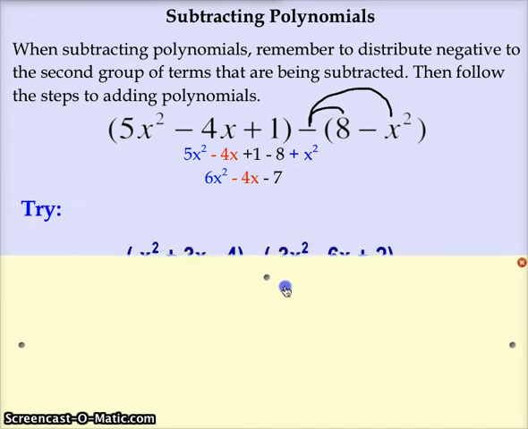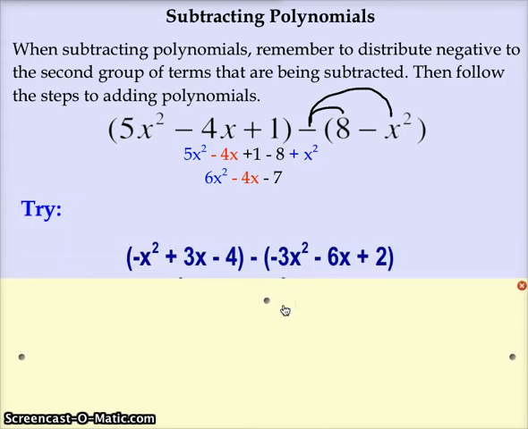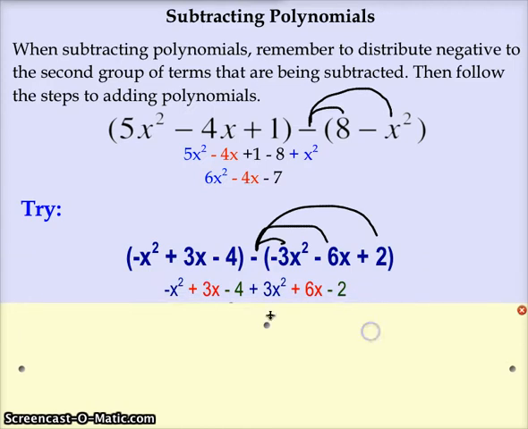Now you try one. Negative x squared plus 3x minus 4, minus negative 3x squared minus 6x plus 2. Pause the video here. You should have first distributed the negative sign to all three terms because the whole thing is being subtracted from the first quantity. Then you have negative x squared plus 3x minus 4. Negative and a negative turn to positive 3x squared. Negative and a negative make positive 6x. And negative and a positive make a negative.